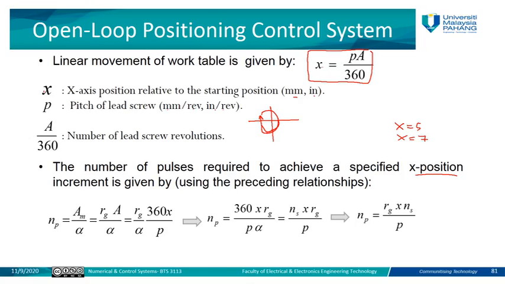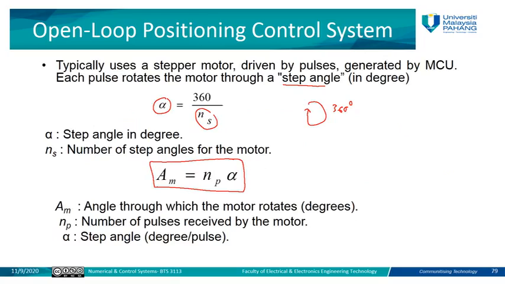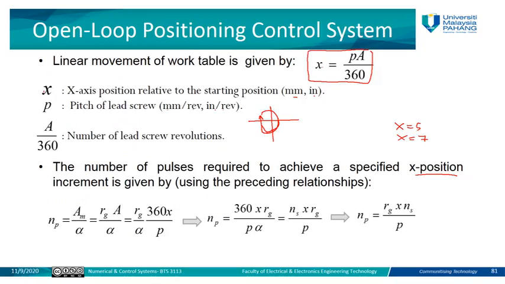Alpha is the step angle. You need to relate between the formula in this slide and the previous slide, for the value of the angle through which the motor is rotated, which is Am, and so on. So all these formulas will be used to find the value of the displacement or the movement along the x-axis here, which represents the movement of the table on the machine along the x-axis.